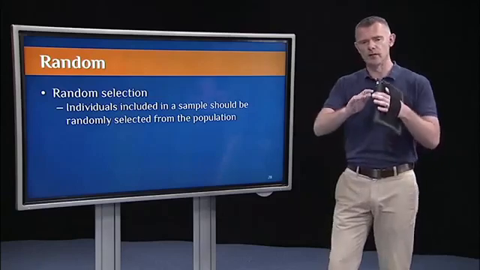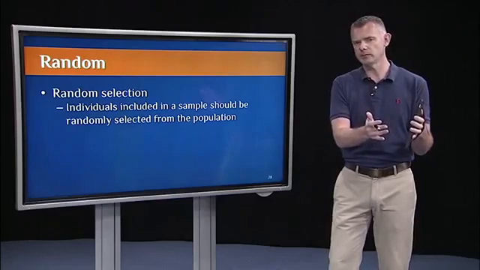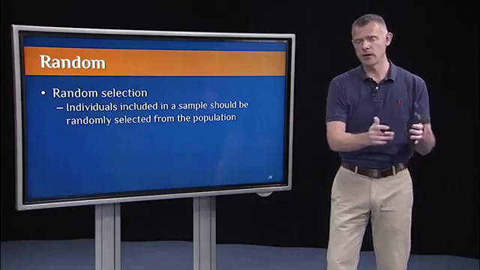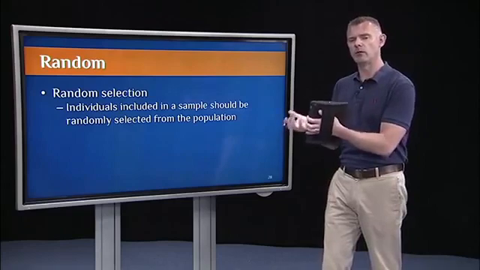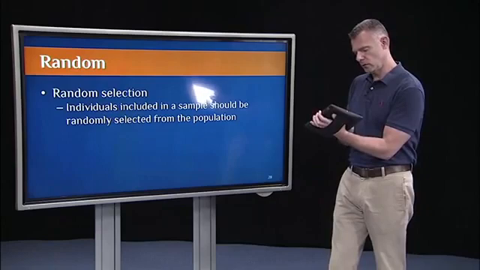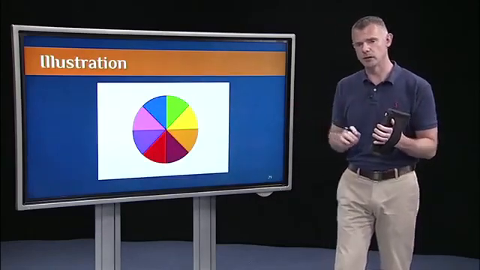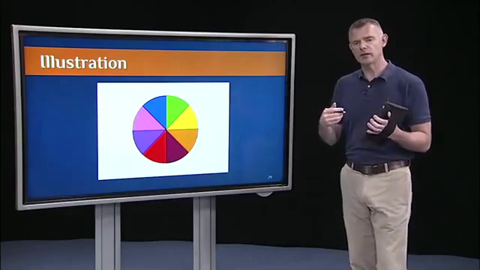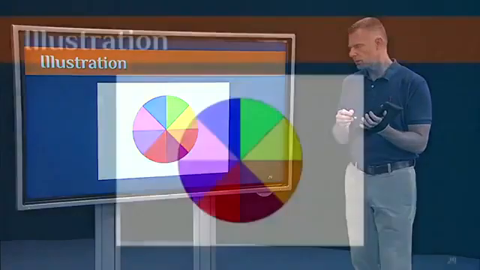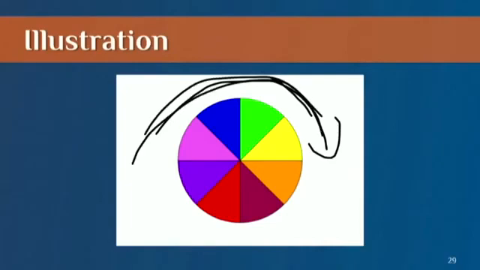That's the idea: we have a population, and if we want to make an inference about that population, if we want to generalize to that population, then we need to get a random sample from that population. That's random selection. Once we get that random selection, then we want to do random assignment to conditions. The way I want to illustrate this is through this color wheel. Imagine we have this color wheel and I can spin it, like on a game show.